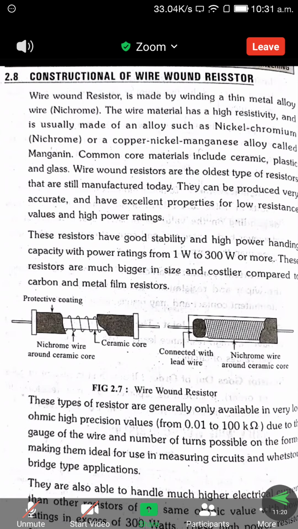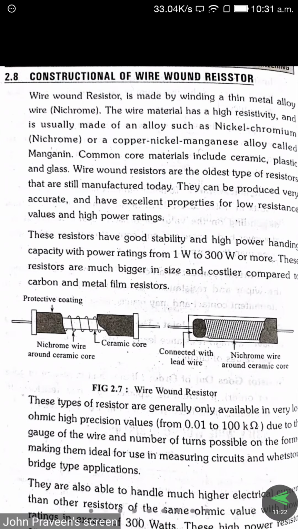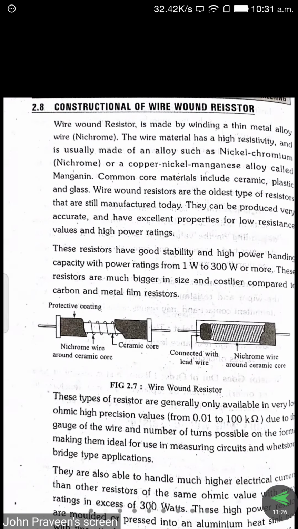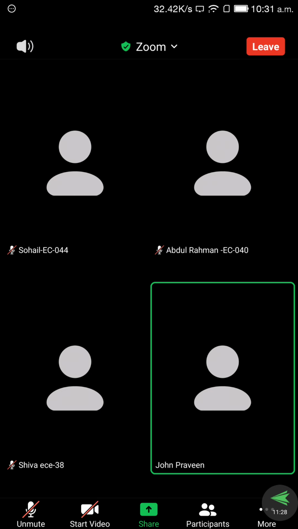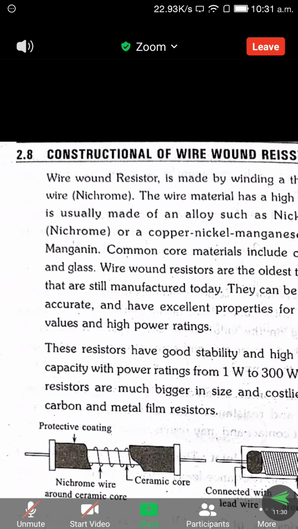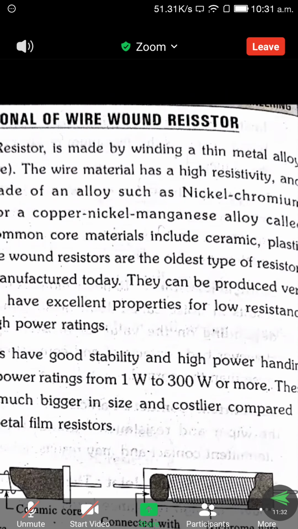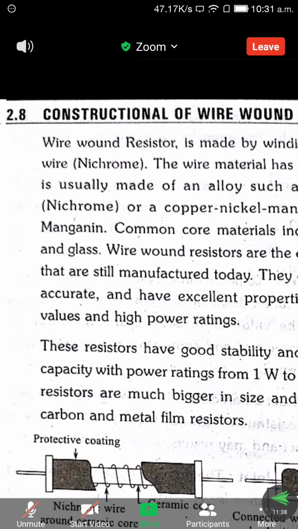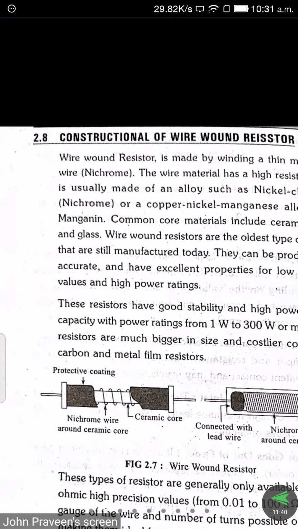A tubular structure, a rod structure, whatever it may be, we are taking. And the nichrome wire. So why we are using the nichrome wire as a resistive material is nothing but, as compared with the other materials, it offers the highest resistance value, at the same time the power handling capacity will be much greater as compared with the other resistive materials.